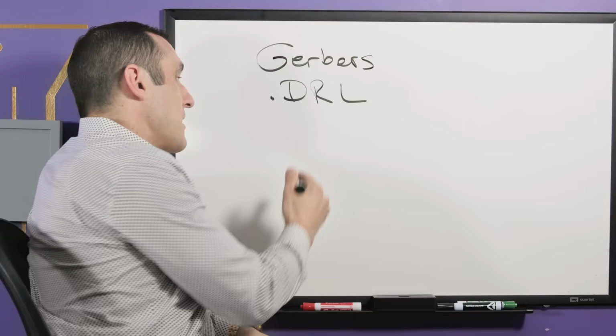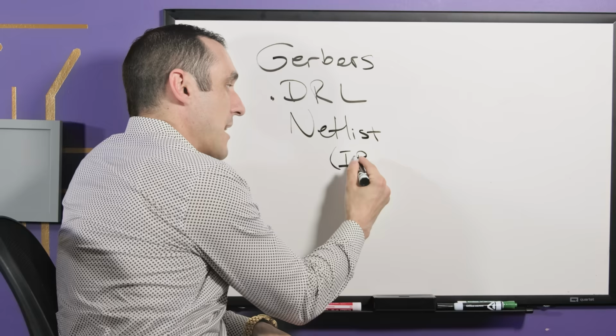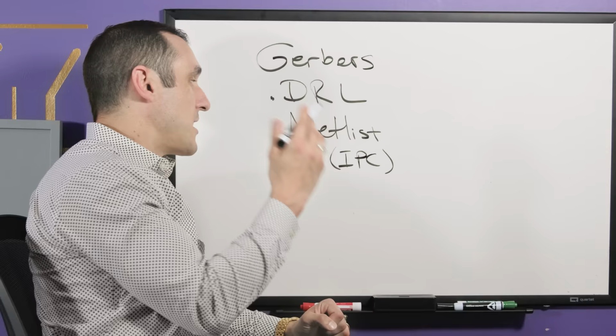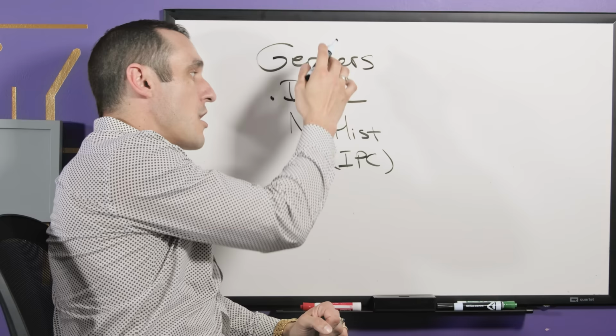Now, the other thing that you might need is a netlist. So a netlist, such as like IPC format, is going to be really useful because it's going to allow the PCB editor or your CAM tool to then assign the correct names to whatever connections it extracts from the Gerbers. So these are the three inputs that we generally need.